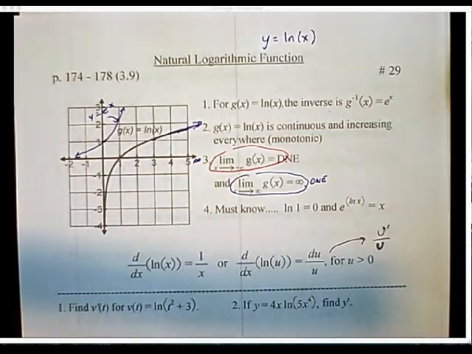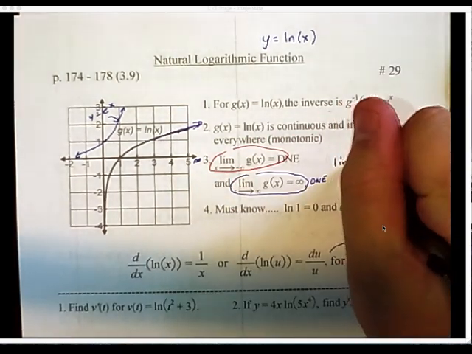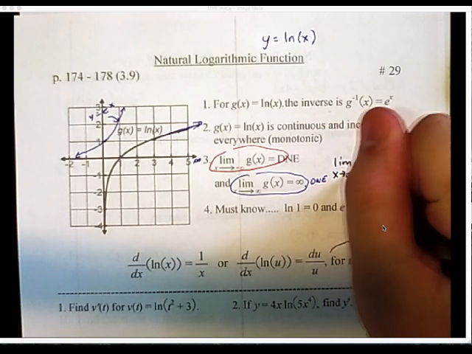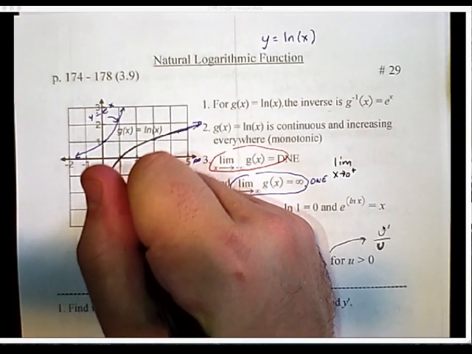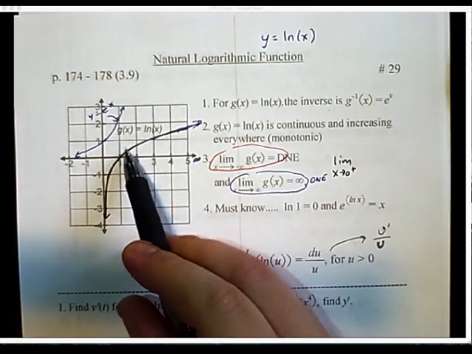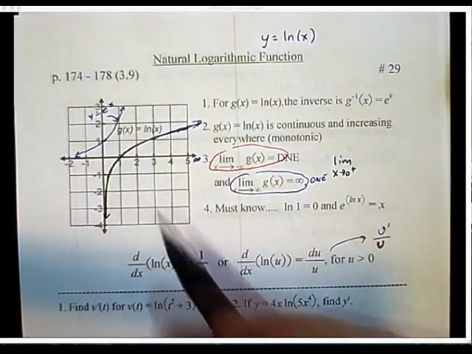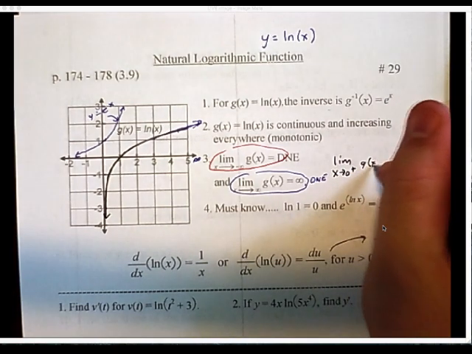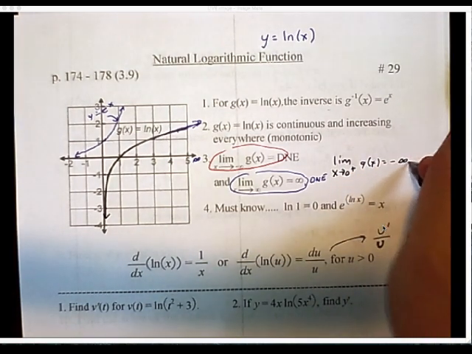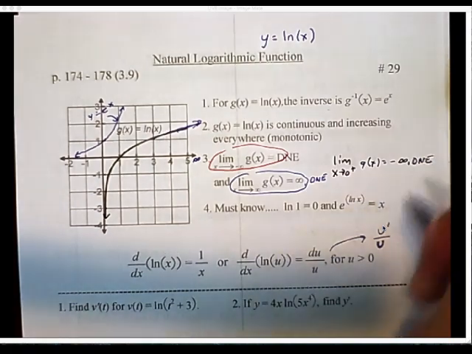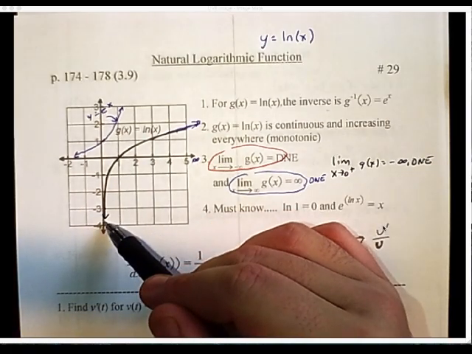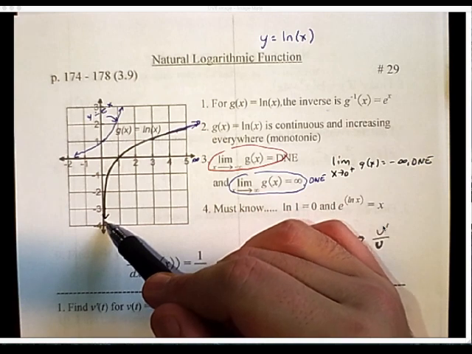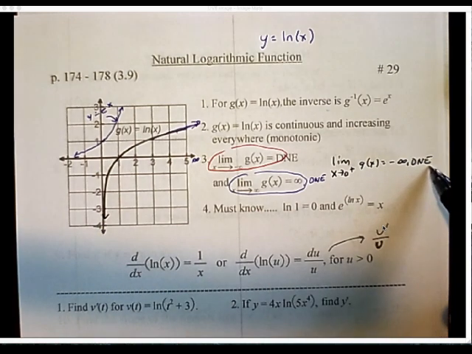But let's write in one more here. The limit as x approaches 0 from the right, if I get closer and closer to 0, this curve keeps going down and down and down. So that's going to be negative infinity, comma, DNE, because it's going to head down towards negative infinity. We know that negative infinity is not a real number, so that's why we put the DNE at the end.